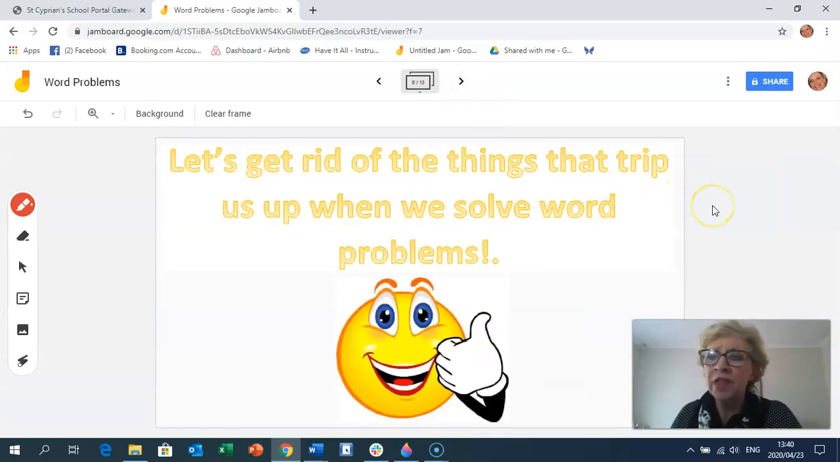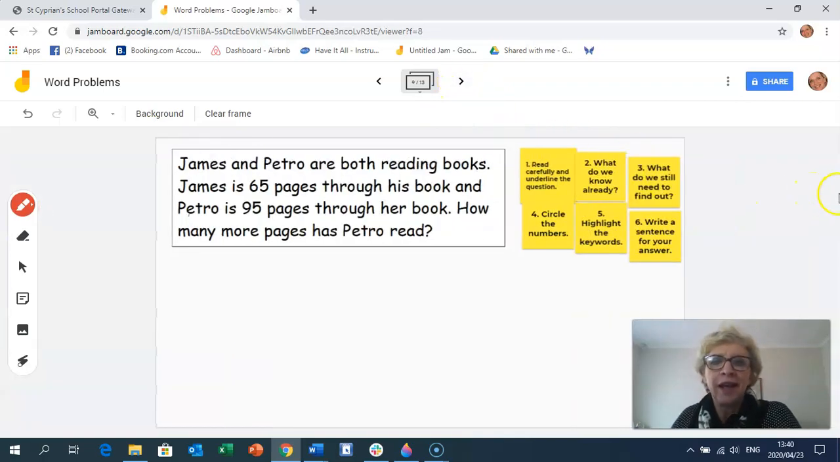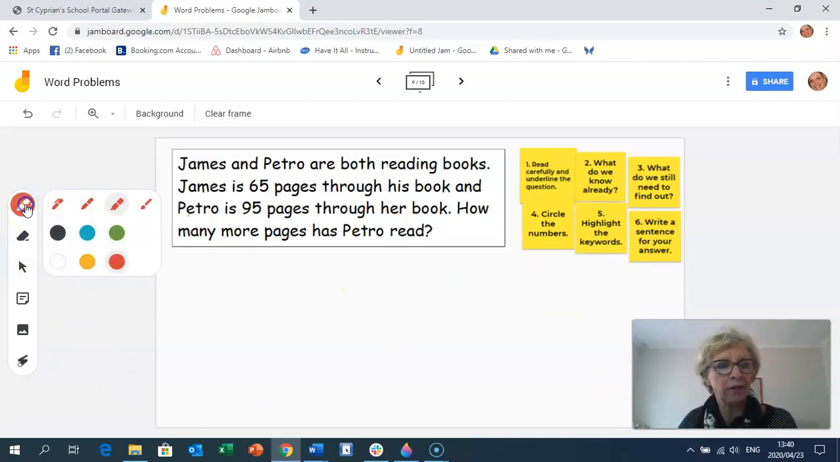So let's get rid of the things that trip us up when we solve word problems. Okay, and I'm going to give you some little hints as we go along. I want you to look in on these where I say read carefully and underline the question. Secondly, decide after you've read, what do we know? What have we been told? And what do we still need to find out? We need to circle the numbers, highlight some keywords if there are, and then you're going to write a sentence of your own explaining your answer. Okay, let's head on forward.